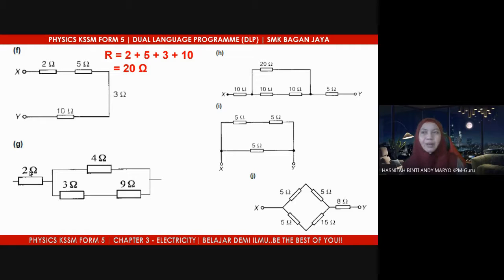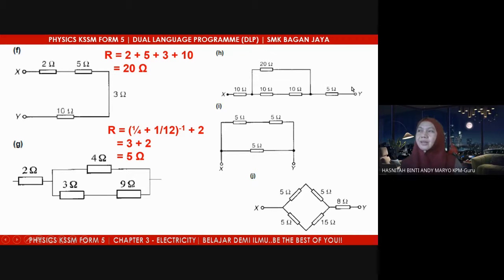Okay, what is the answer for G, student? 5. Okay, 5. How about the rest of you? What do you get? Zetian, you can try. Shamel. Okay, so this one we check for G. This is the parallel, 1 over 4 plus 1 over 12 down there. So this is the reciprocal. Then you add with these two resistors in series. So yes, they give you 5 ohm. Okay, senang saja kan?